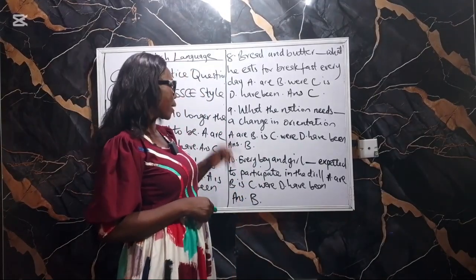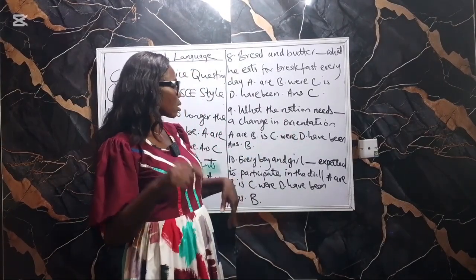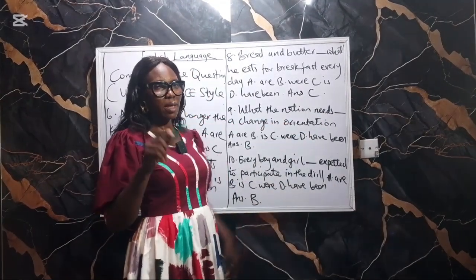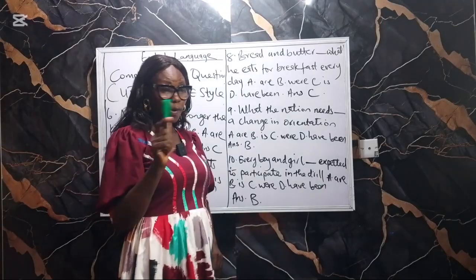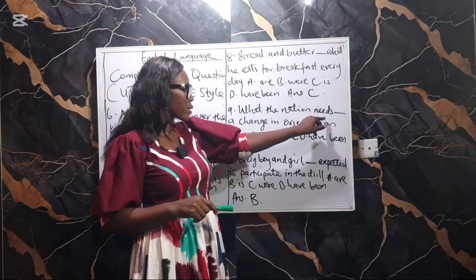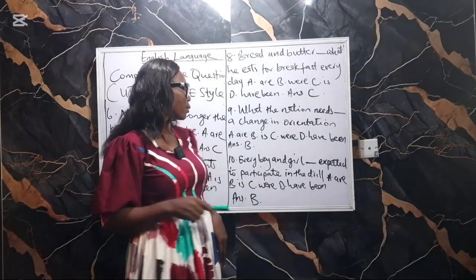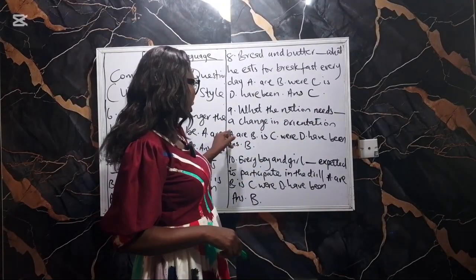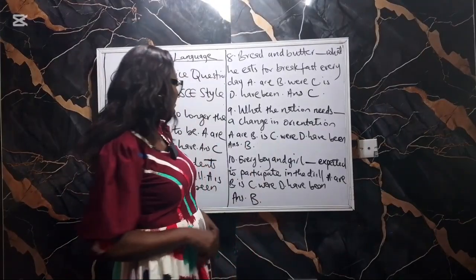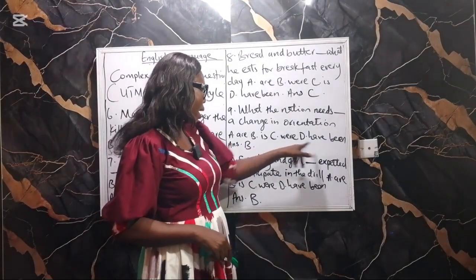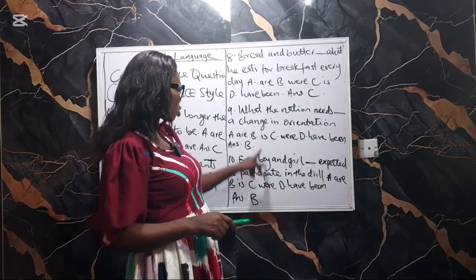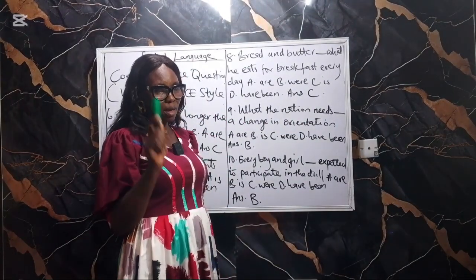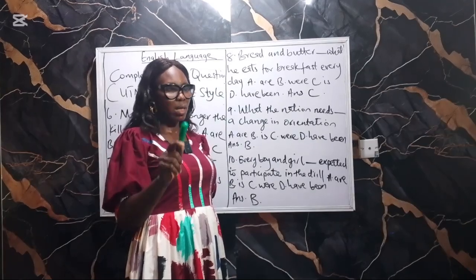Number 9, what the nation needs. Remember, "what the nation needs" is a nominal clause or noun clause. And I told you, when you use it, the verb will be singular. So what the nation needs, dash, a change in orientation. Is it are, is, were, have been? When it is singular, it should be is. What the nation needs is, for a nominal clause. Remember, you should take a singular verb.